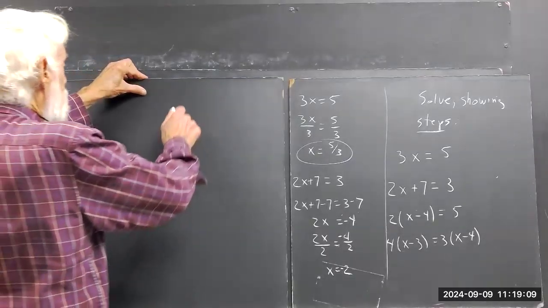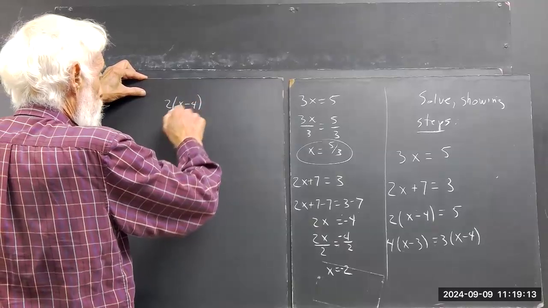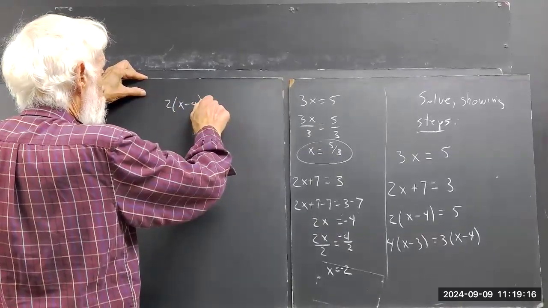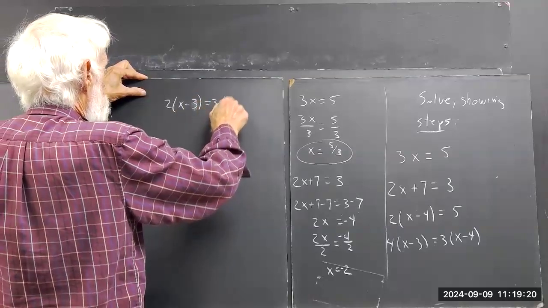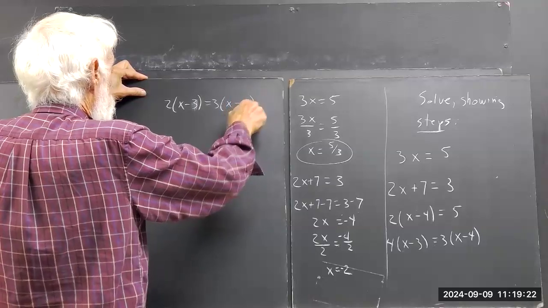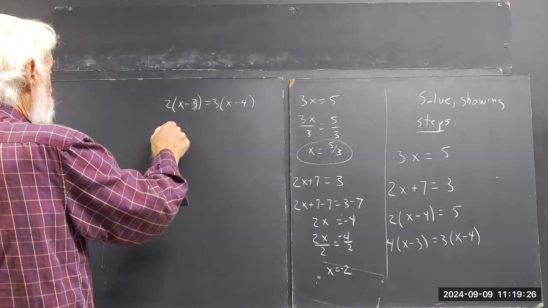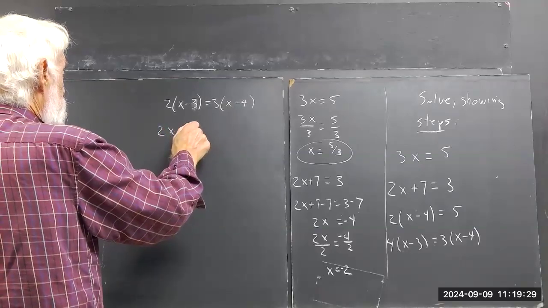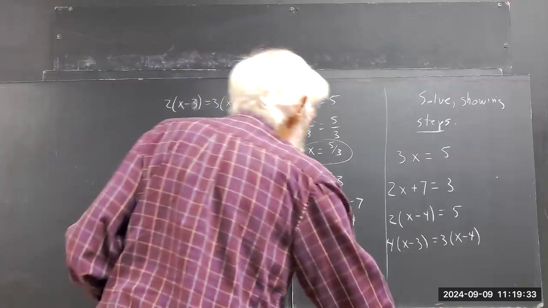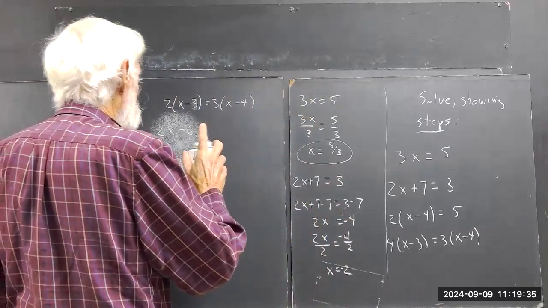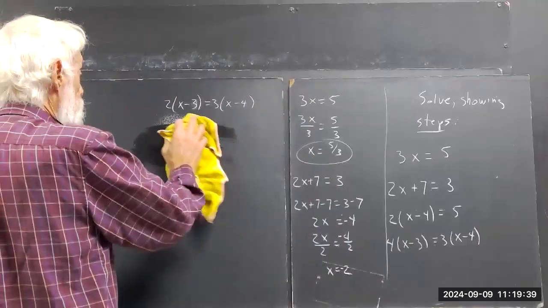Okay. Now we have 2 times the quantity x minus 4 equals, sorry, equals 3 times the quantity x minus 4. And we use the distributive law. We get 2x minus 6 equals, and I'm going to write out just a little extra here, okay? Because of what we're going to do next. You'll see what I mean in a minute.